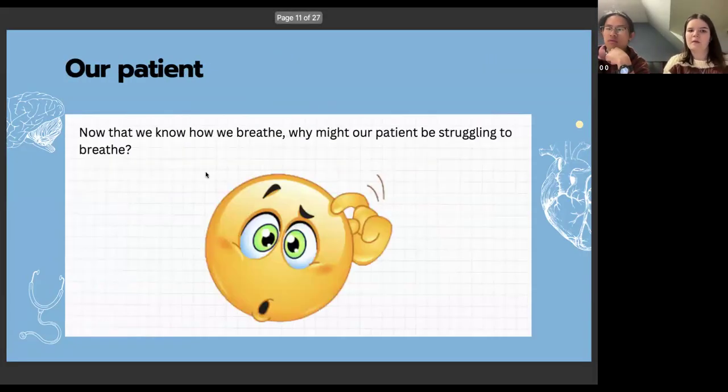So in our case, we have a few ideas of what could be making her struggle to breathe. It could be an issue with her lungs not expanding. It could be something with her diaphragm not flattening, or it could be something with the alveoli being too thick.